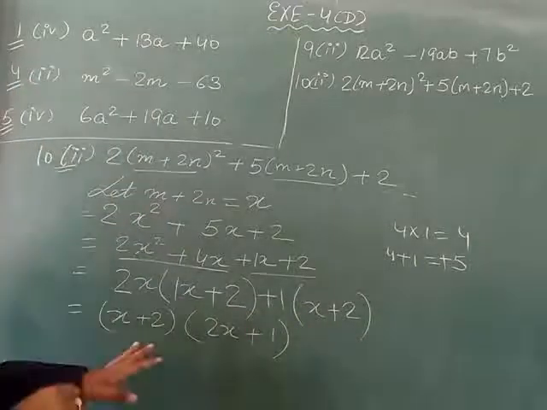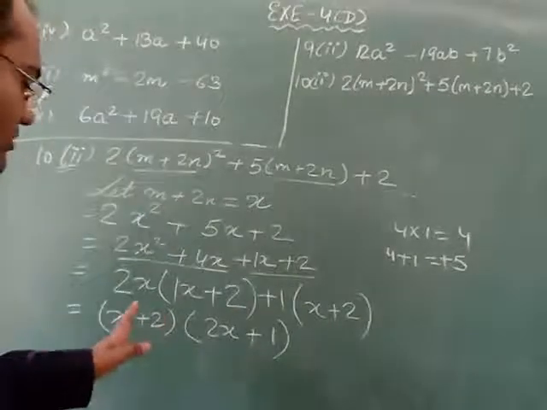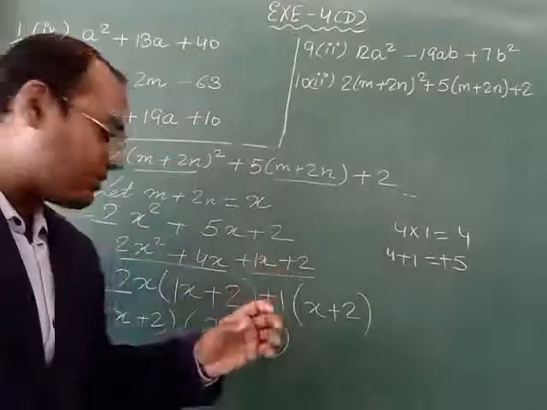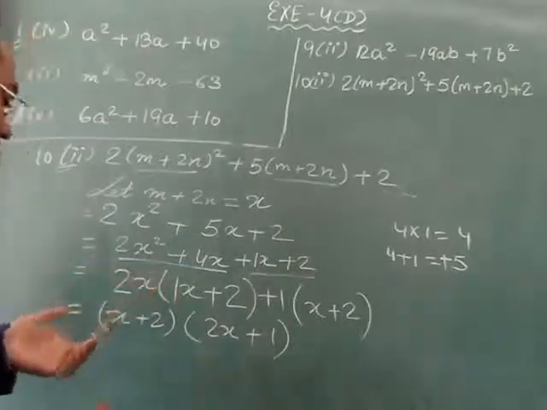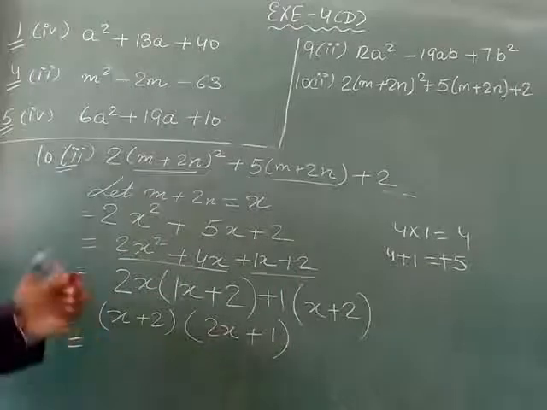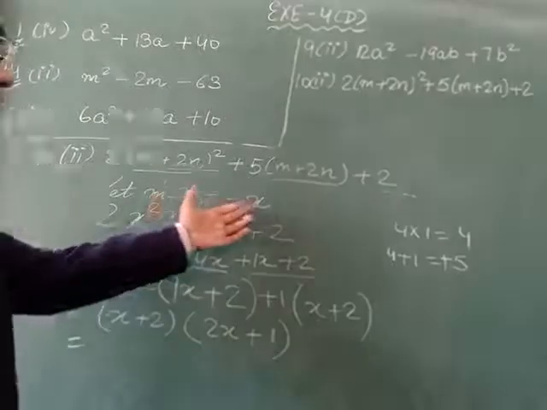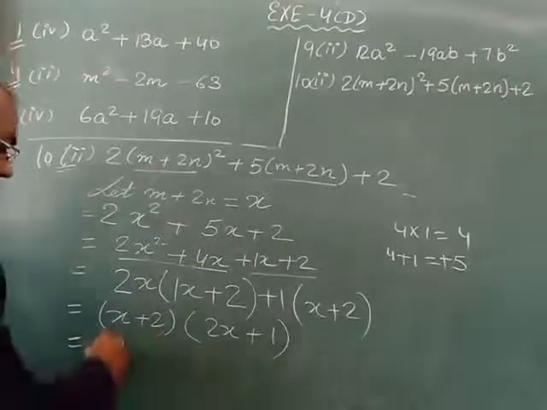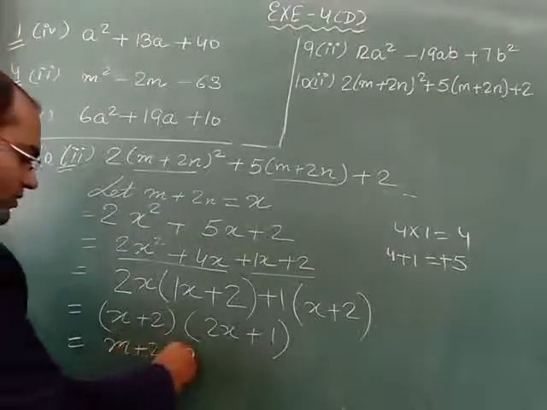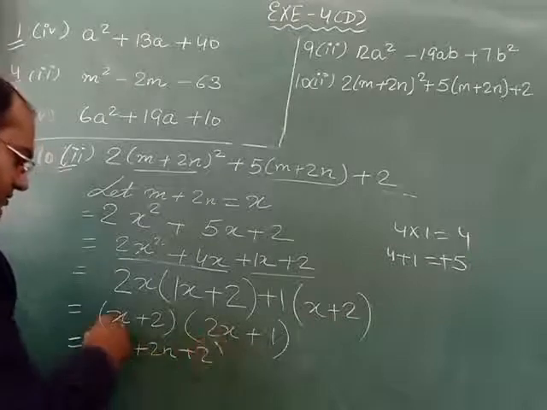Now this is not your final answer. What you have to do? In the question, x is not given. But in our answer, x is coming. So what we have to do now? In place of x, we will put the value. X value is m plus 2n. So in place of x, we will write m plus 2n plus 2 as it is.